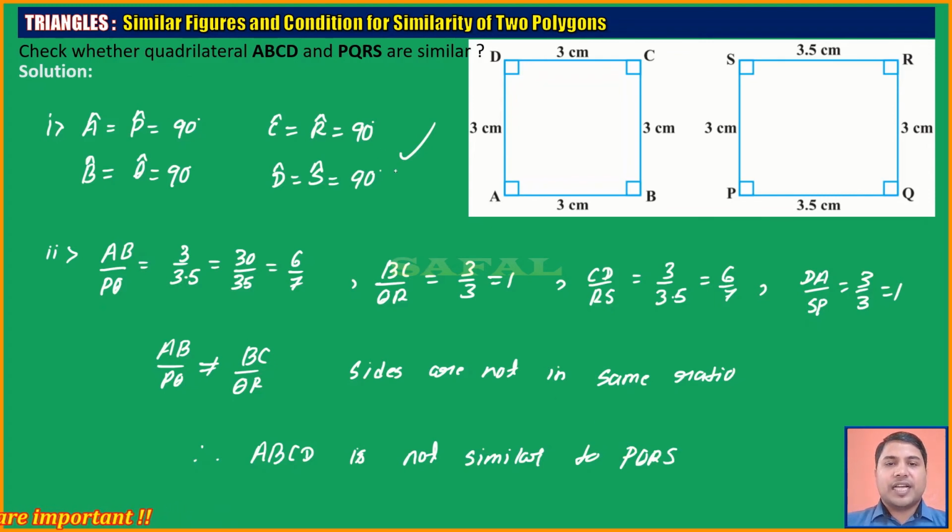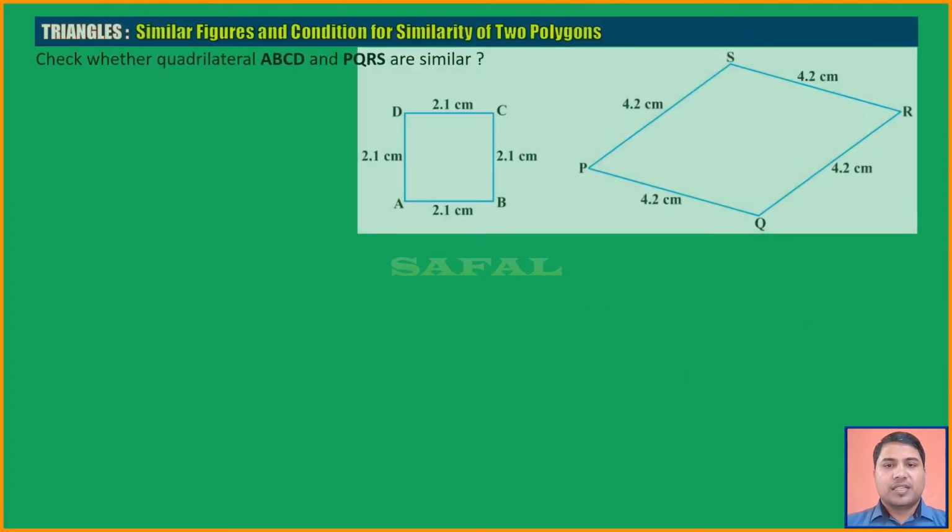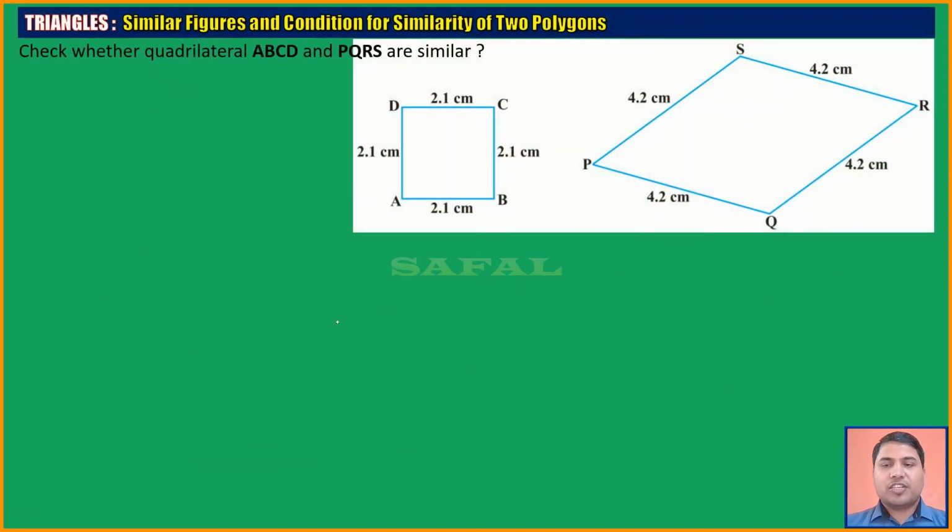So you need to check for both conditions. Here you can see that angles are equal but sides are not proportional, and that's why the quadrilaterals are not similar. So both the conditions you need to check. Now here again we need to check whether they are similar or not.